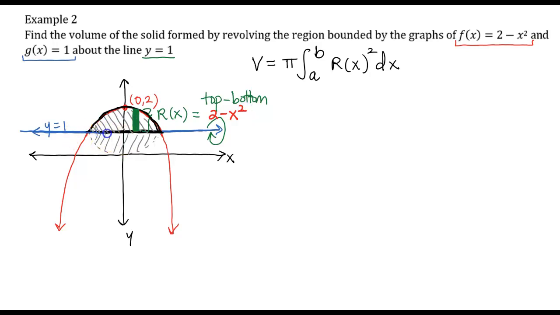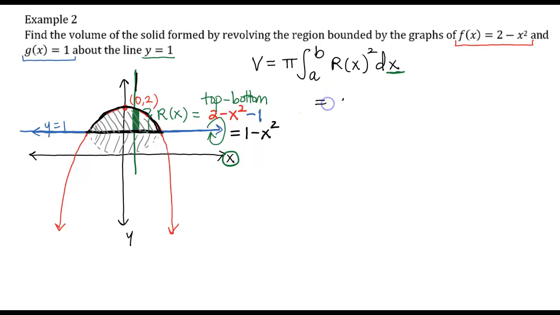The bottom of that rectangle hits the horizontal line of 1. So I have 2 minus x squared minus 1 to give me 1 minus x squared for my r of x. Another point I will make about r of x is that because our rectangle runs vertically, if we imagine our rectangle hits the x-axis, that means that everything in our integral needs to be written in terms of x. We will see examples where we rotate around a vertical line and everything in our integral needs to be written in terms of y. But let's proceed with this problem.